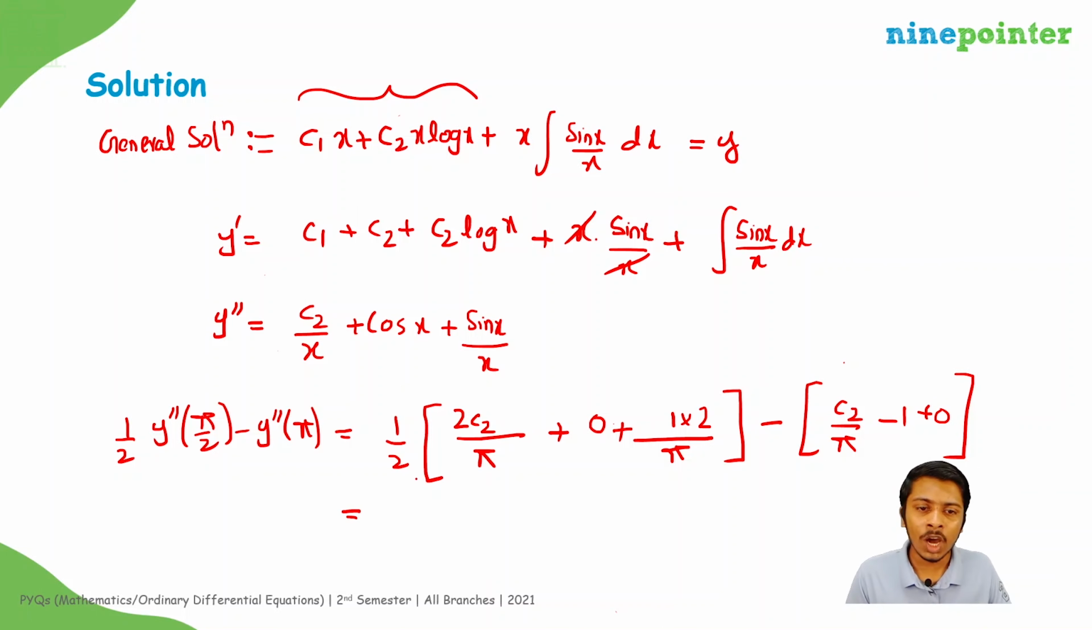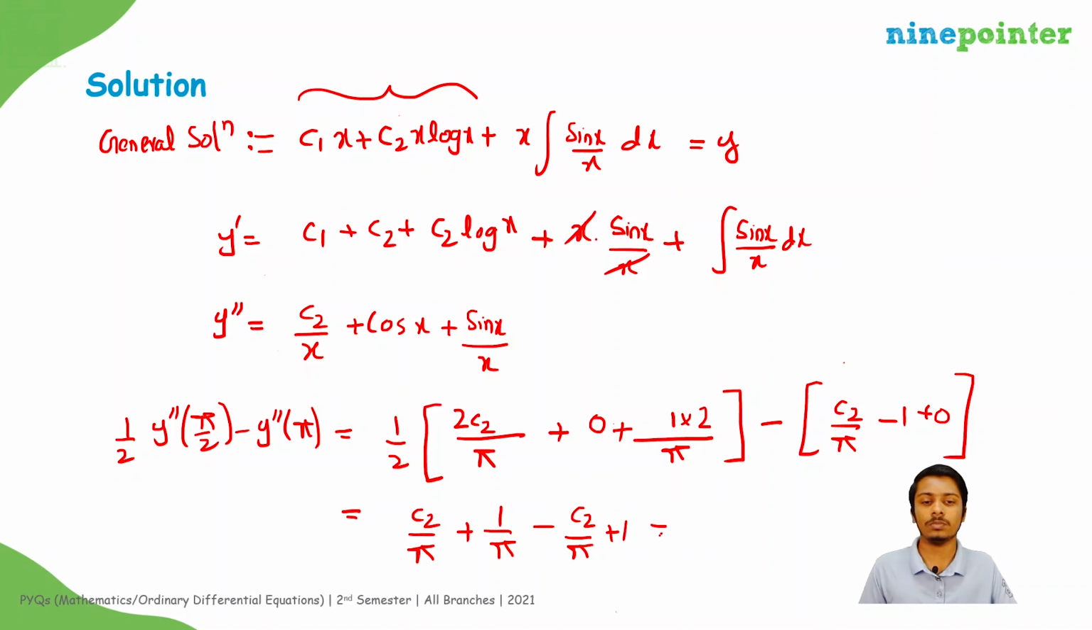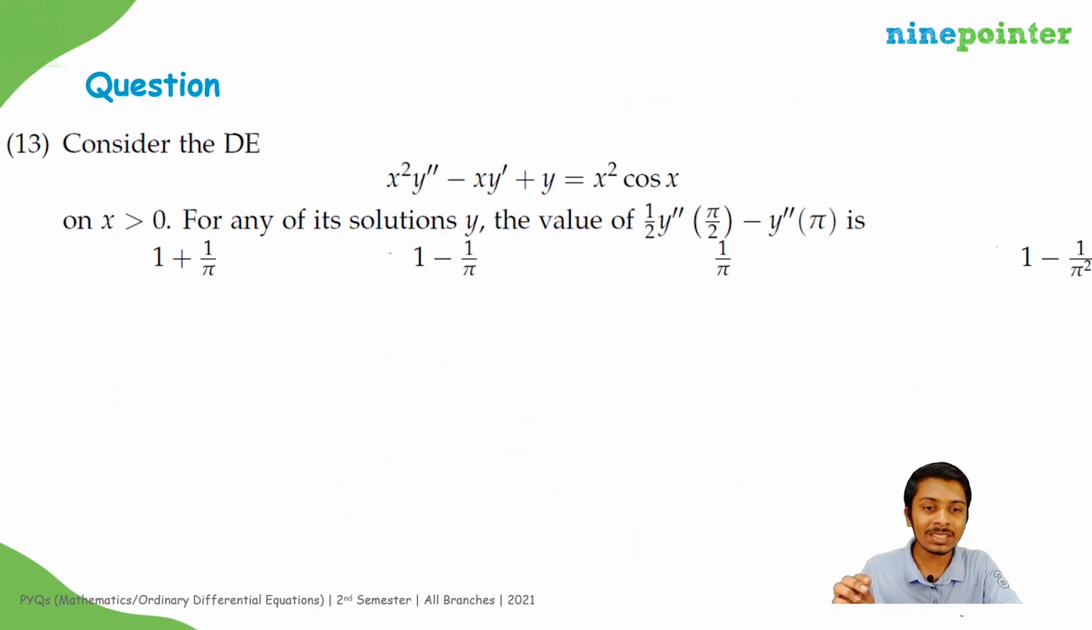Now half into 2 c2 by pi will be simply c2 by pi, plus half into 2 by pi will be actually 1 by pi. And we will have a minus c2 by pi and plus 1 from the second term. Now c2 by pi and minus c2 by pi just get cancelled with each other, and we simply have 1 by pi plus 1. That is, option 1 is the correct answer.